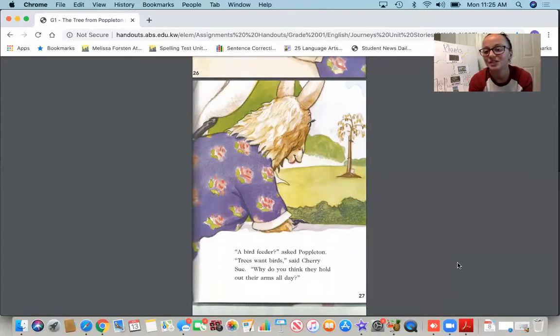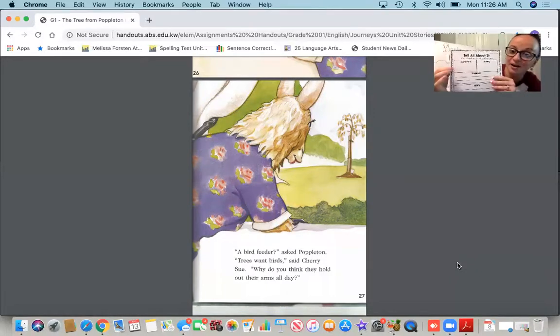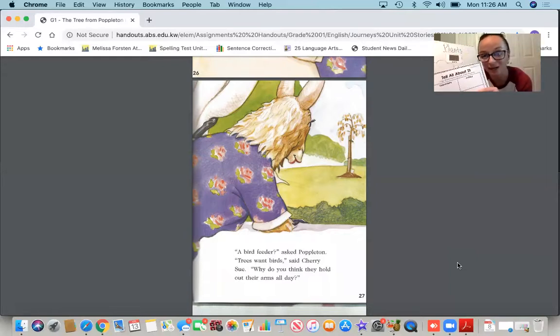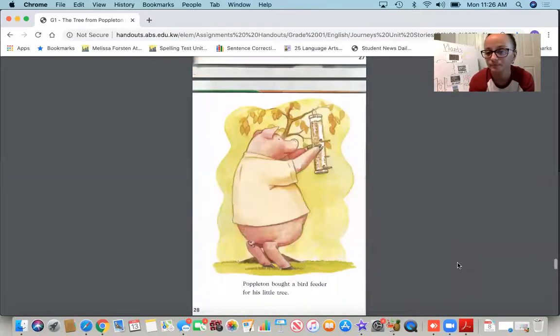Do you think that's what the tree needs? I don't know. But let's add Cherry Sue to our characters. And we can also fill in our setting. Where is the story taking place? He's growing his tree. So it could be in his yard, in Poppleton's neighborhood, could be the setting. Would the tree grow inside? No, it's got to be outside.